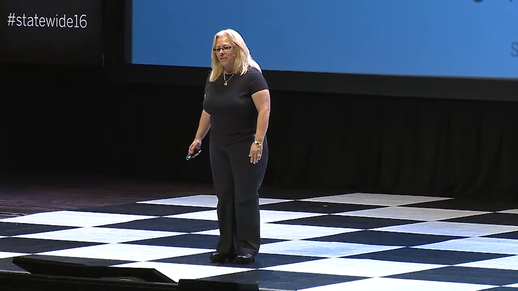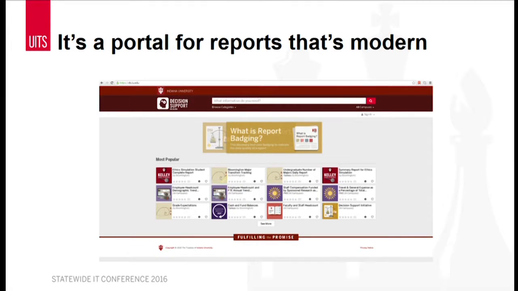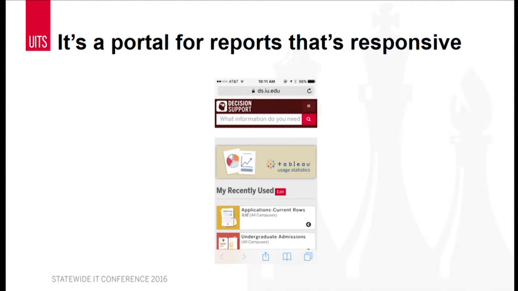I'm the manager for Enterprise Decision Support, and I'm here to talk to you about how you can search less and discover more with ds.iu.edu. DS being decision support. And first of all, what is it? It's a portal. It's for reporting. It's modern. It looks nice. Has a real clean, pretty interface. It's also responsive. It looks really nice on your cell phone. It looks nice on your tablet, as well as your desktop computer.